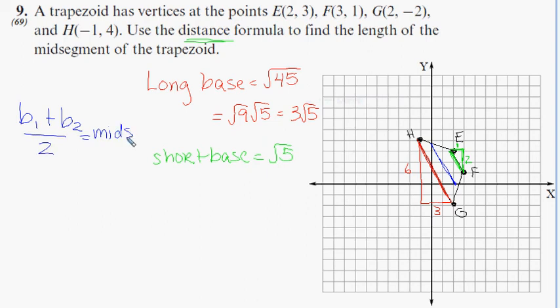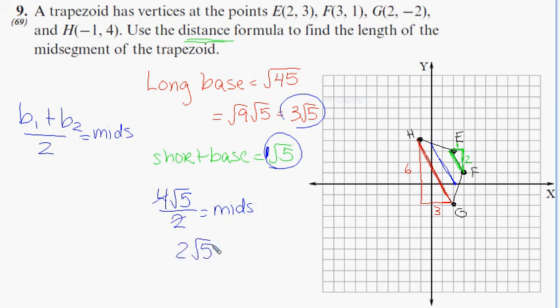So now all we have to do is add these bases together, and if you remember there's an understood 1 sitting here, so that means we have 4 times the square root of 5 divided by 2 is equal to our midsegment. And when you divide 4 by 2, you get 2 times the square root of 5. So the length of the midsegment is equal to 2√5 units.